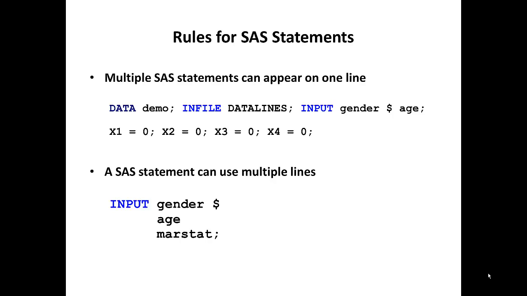The second example defines 4 variables and sets them to 0. Since these statements are so short, you might put them on the same line. Lastly, a SAS statement can be written over multiple lines. This can be done if the statement is long or for readability. The input statement, which names the variables that are read in, often takes multiple lines. It is, however, just one statement.